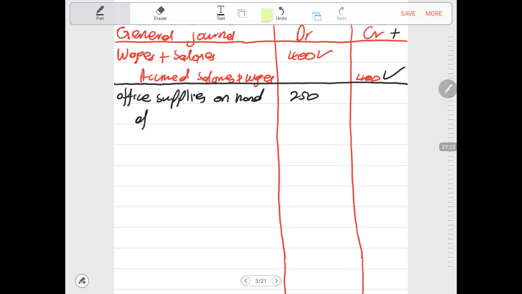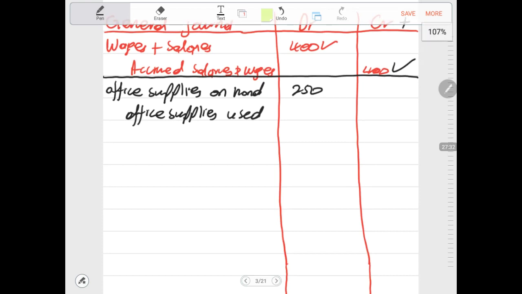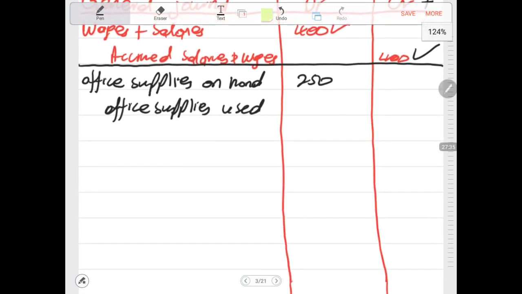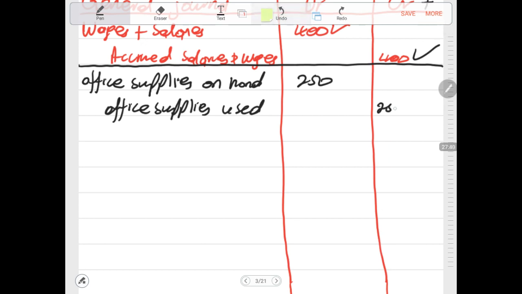Then after we credit our office supplies, we credit our office supplies used. And the amount of the office supplies used will be 250. So now we have recorded the 250 both on the debit side and also on the credit side. Then again, we apply the same principle throughout. Narrations are also important. You can also narrate whenever you want to narrate.